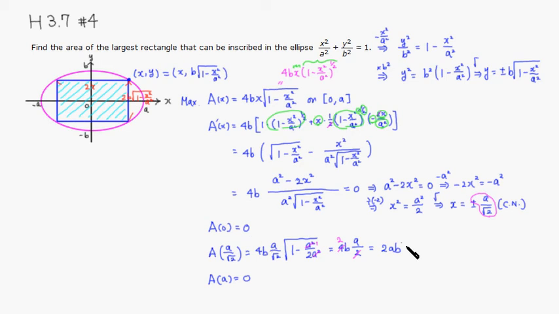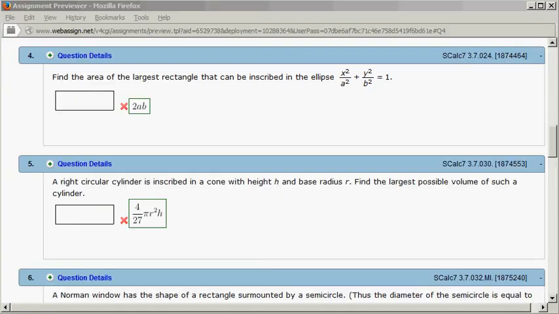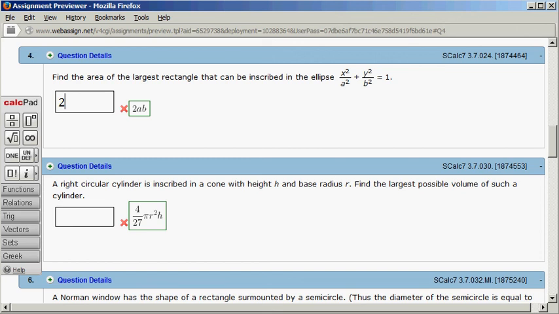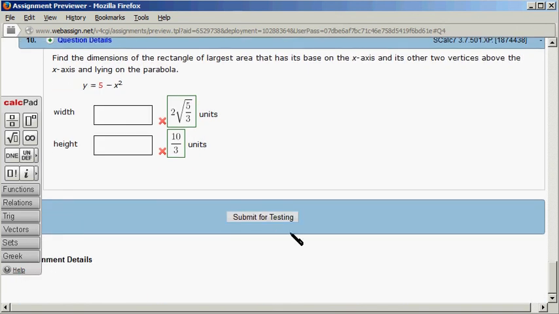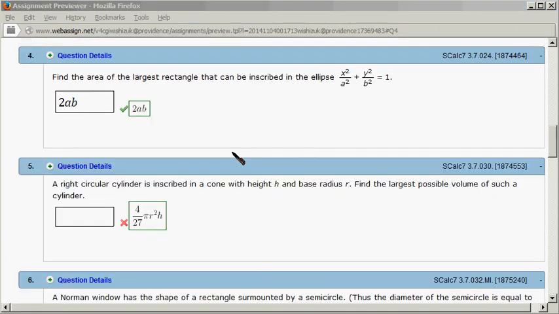So we know that this is going to be the absolute maximum. Let's type it in. The answer is actually what we already have, 2ab. Then check the answer. Looks like we got this one correctly. That's it. I hope that this was clear.